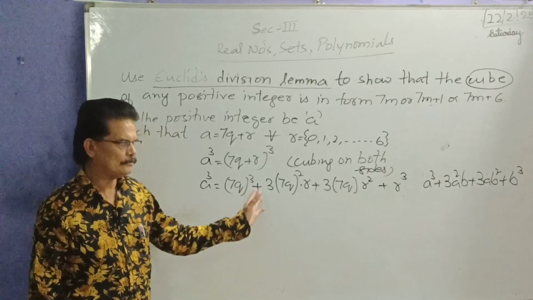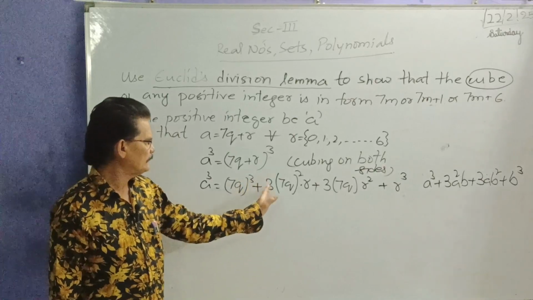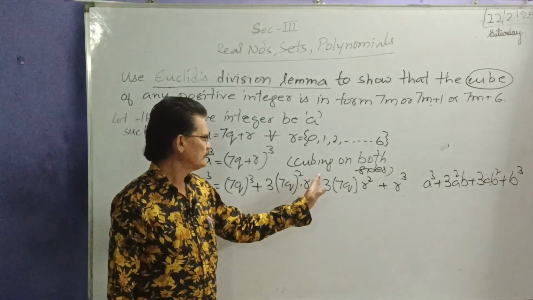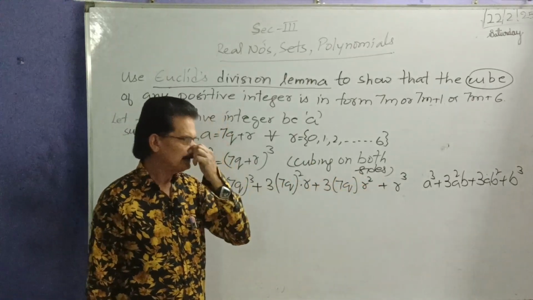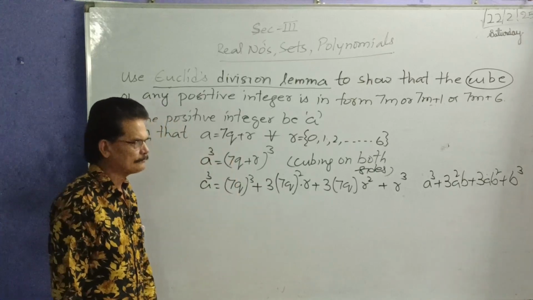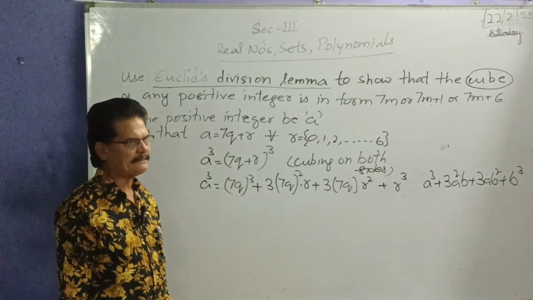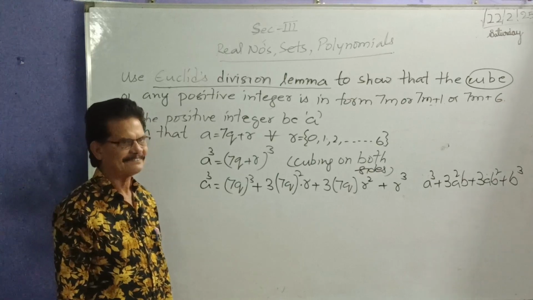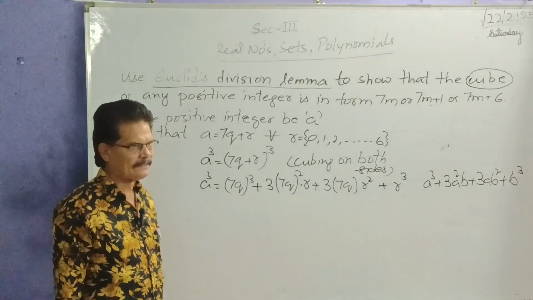Understand? So you got to the point now. A cube plus 3a square b plus 3ab square plus b cube. Today you have to get to it. Right? Say yes sir or no sir. Yes, compulsory means compulsory. Okay.